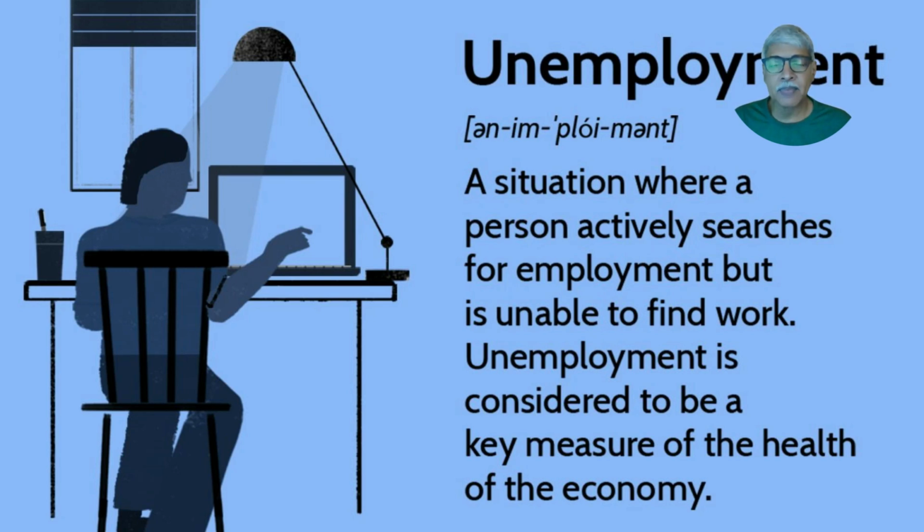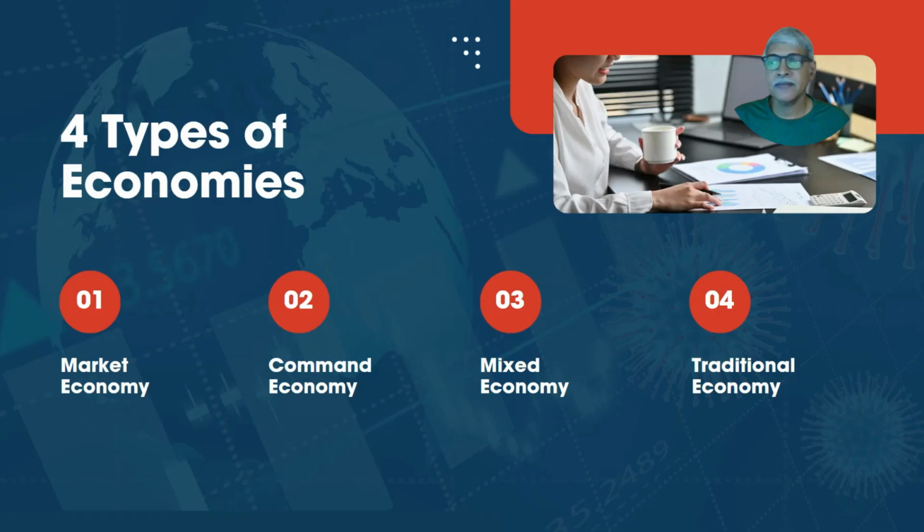So here what happens is that a person nowadays will be unable to get a job, and that particular phenomenon is known as unemployment. So unemployment, if there is too much, that means the economy is not very healthy. Now there are 4 types of economies that we need to know. One is the market economy, second is the command economy, third is the mixed economy, and fourth is the traditional economy.